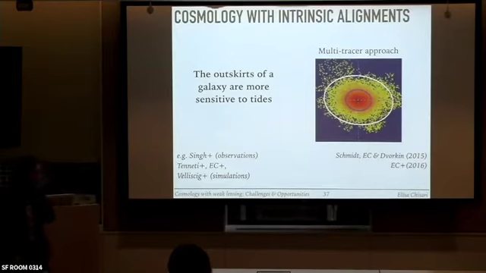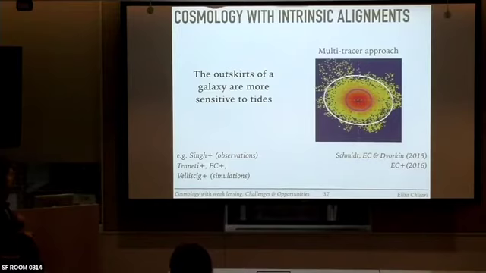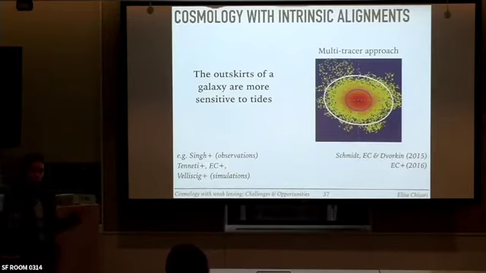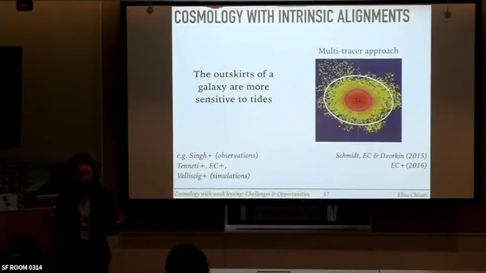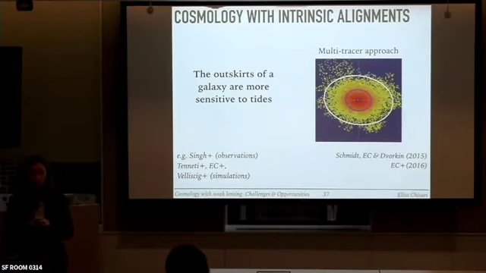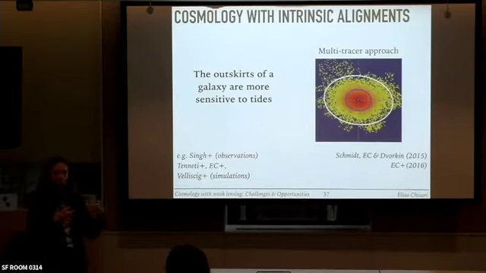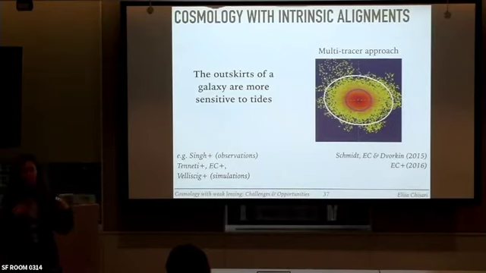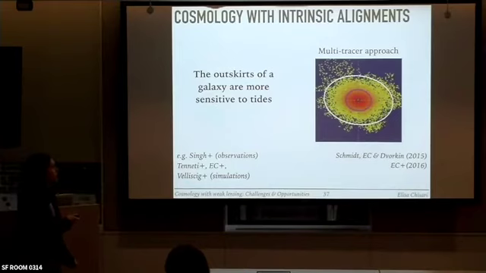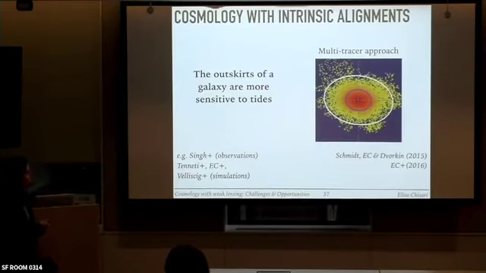And in fact, there's evidence both from observations and from the simulations that the outskirts of a galaxy tend to have more alignment. And this is because those outskirts are less gravitationally bound, which means that they can be more sensitive to tides and they can be more elongated or more sensitive to the last merger that a galaxy had. And so we could use that to our advantage. The same way that in clustering, there has been a proposal to combine clustering samples that have different biases, this is the same proposal, a multi-tracer approach, where you combine different samples that have different shape biases.